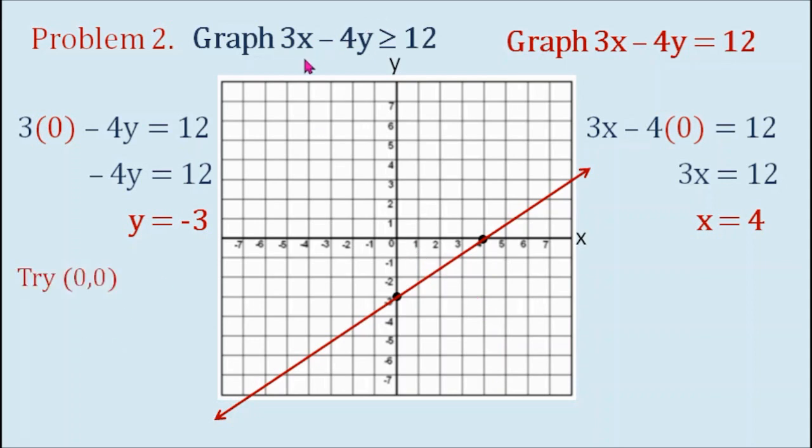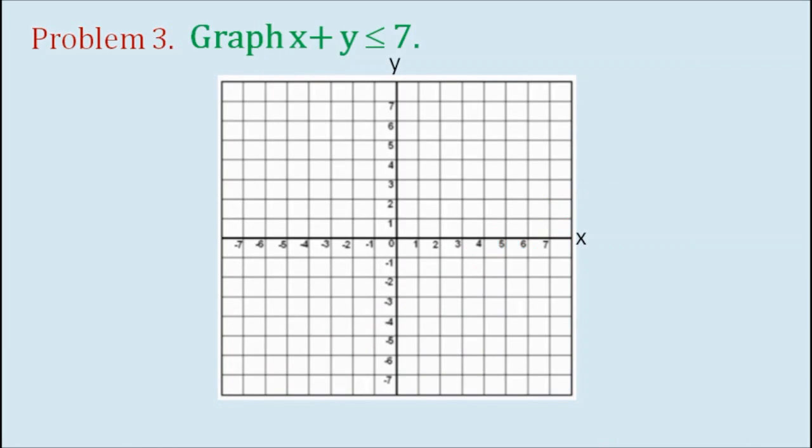That means we are going to substitute x with 0 and y with 0 also. So we have 3 times 0 minus 4 times 0 is greater than or equal to 12. So 3 times 0 is 0 and 4 times 0 is 0 also. So we have 0 is greater than or equal to 12. Is it true that 0 is greater than or equal to 12? The answer is no. So it's false. So this means the graph of 3x minus 4y is greater than or equal to 12 is the line and the region below the line.